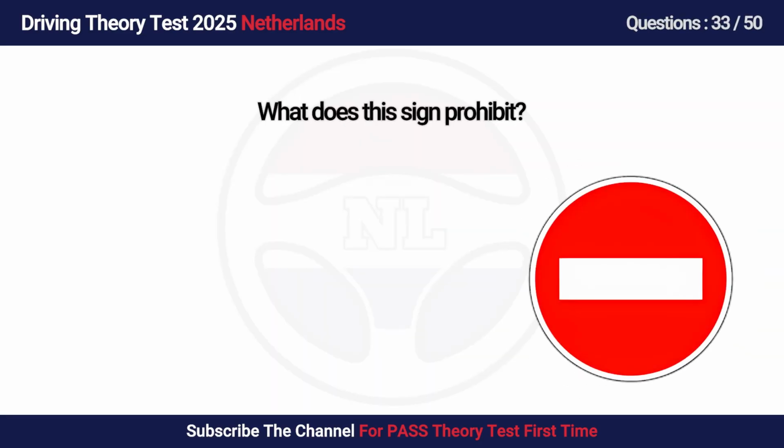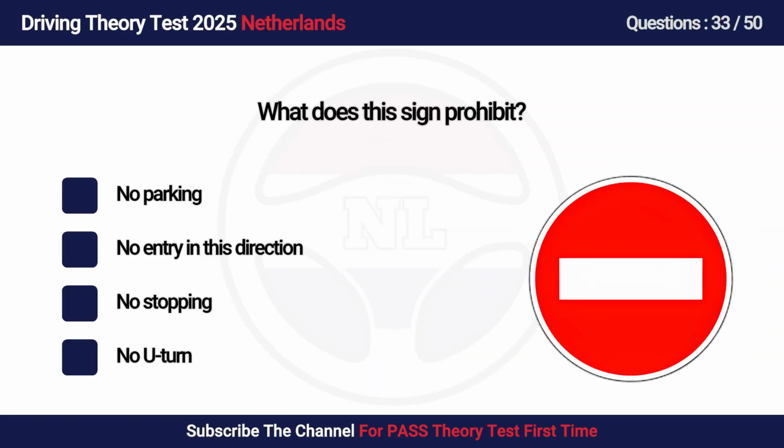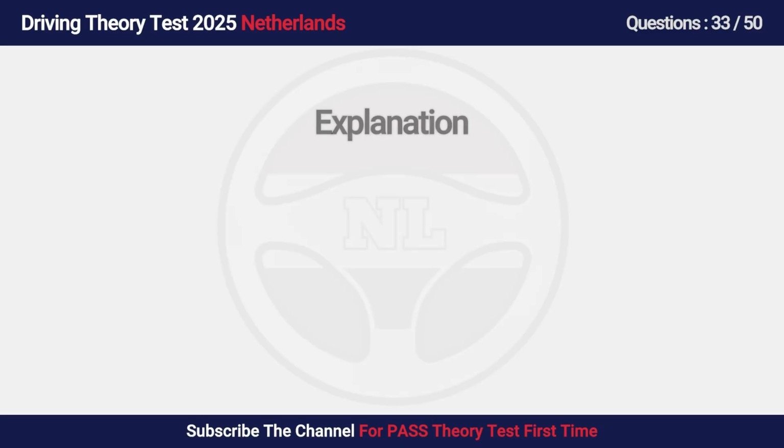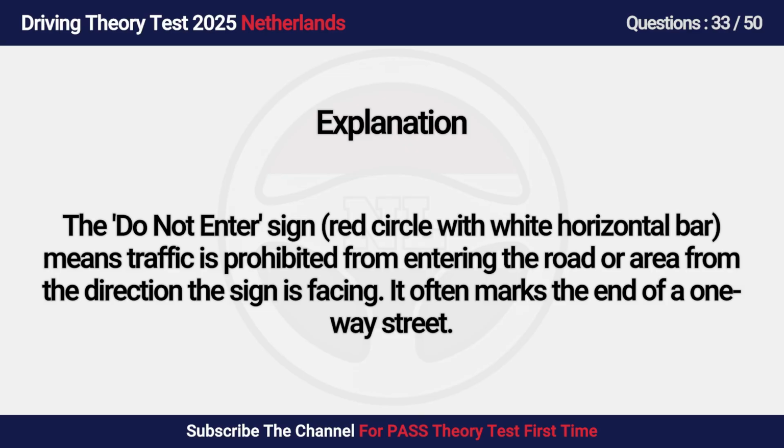Question 33. What does this sign prohibit? A. No parking. B. No entry in this direction. C. No stopping. D. No U-turn. Answer is B. No entry in this direction. The Do Not Enter sign, a red circle with a white horizontal bar, means traffic is prohibited from entering the road or area from the direction the sign is facing. It often marks the end of a one-way street.